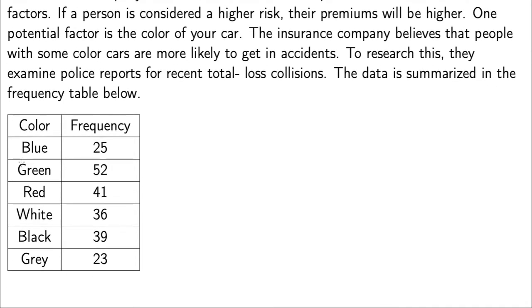So here's the frequency table. This is what it looks like. On the left side, we've got our categories, which are all colors, so we label that column as color. We've got colors of car: blue, green, red, white, black, and gray. And then on the right, we have the frequency. This means the number of blue cars is 25. The number of green cars was 52. The number of red cars was 41. The number of white cars, 36, and so on. So this is a quick way to organize qualitative or categorical data just by the frequency of values.